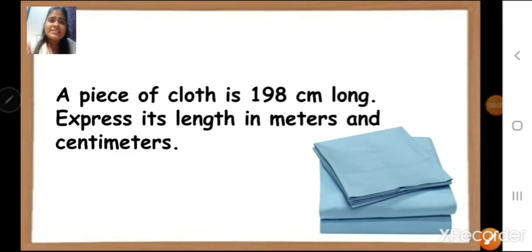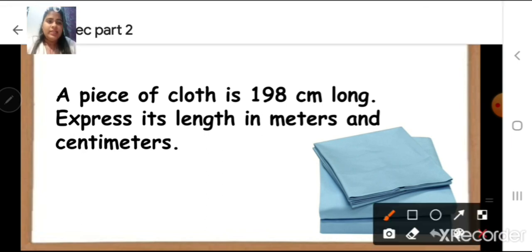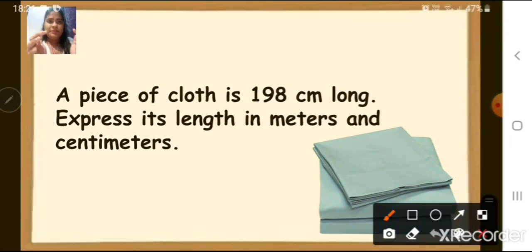Children, now let us take one more example. A piece of cloth is 198 centimeters long. Express its length in meters and centimeters. Now, children, understand the question. There is a piece of cloth and it is 198 centimeters long. It is given in centimeters. We have to express it in meters and centimeters.